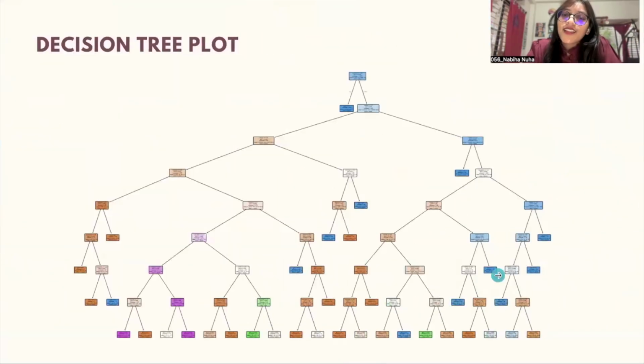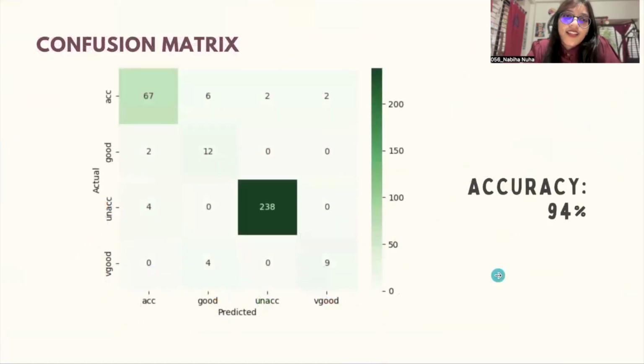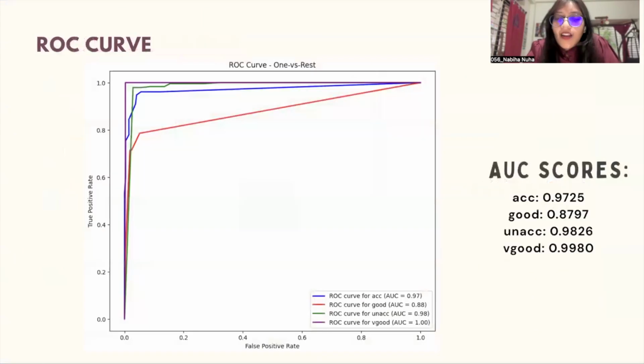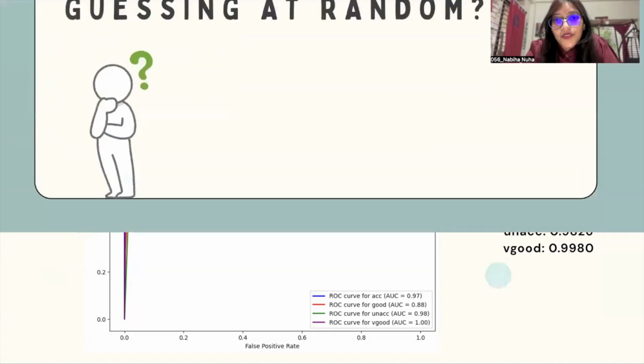Finally, our decision tree looks like this, and the confusion matrix like this, with the correct predictions along the diagonal and an accuracy of 94%. The ROC curve also looks good, with the lowest accuracy still being pretty high at 87%.